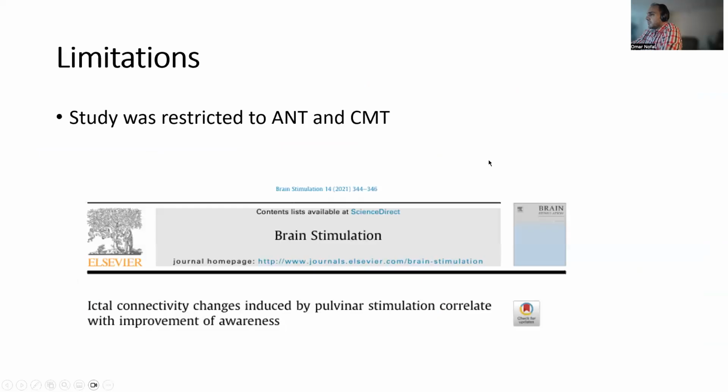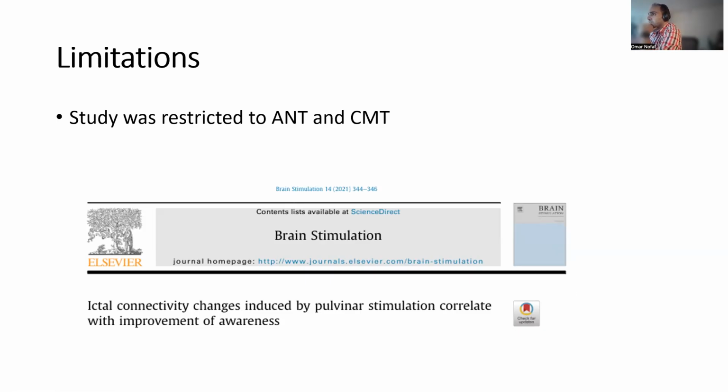So what are the limitations? Some of the limitations of the study is that it was restricted to the ANT and the CM, so we don't have any information about what pulvinar stimulation would do. But we know from other studies, published in Brain Stimulation in 2021, that ictal connectivity changes induced by the pulvinar stimulation correlated with improvement in awareness. And as I said from the previous study, pulvinar was also involved in the temporal limbic seizures, as well as in posterior quadrant epilepsy and the occipital lobe epilepsies. So it would be interesting to see what comes out of the connectivity analyses in the future regarding the pulvinar stimulation.